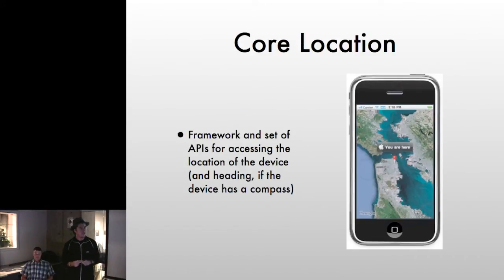Okay, Core Location, as you can probably guess, is for the iPhone. It lets you get the location of the device. If the device has a compass, it also lets you get the heading. And then there's a set of APIs and a framework for doing that sort of thing.